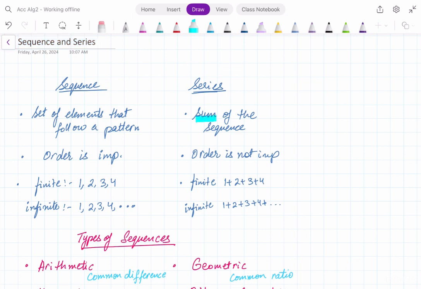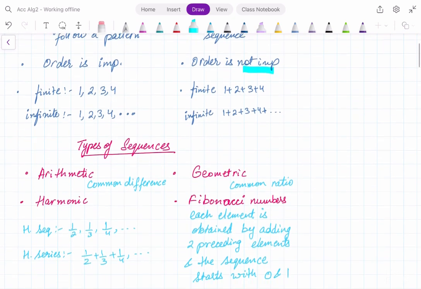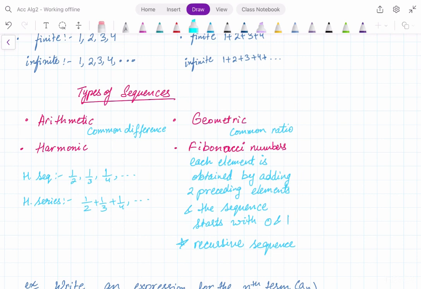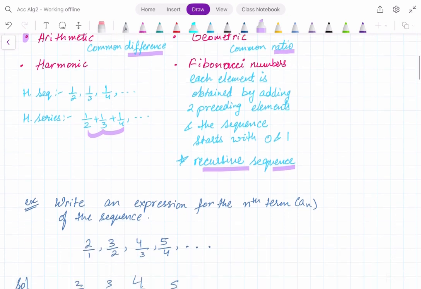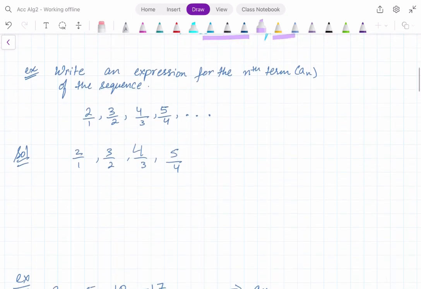We talk about finite and infinite with respect to the sequence and with respect to the series. Building on that, we have four types of sequence: arithmetic, geometric, harmonic, and Fibonacci numbers. Arithmetic talks about the common difference, whereas a common ratio plays the role for the geometric. In the harmonic, you can see the integers in the denominator follow a pattern. Fibonacci numbers are a recursive sequence, where each element is dependent on the two preceding numbers.